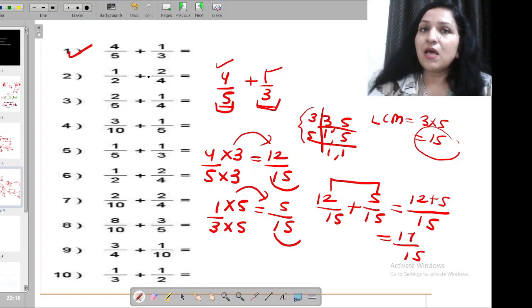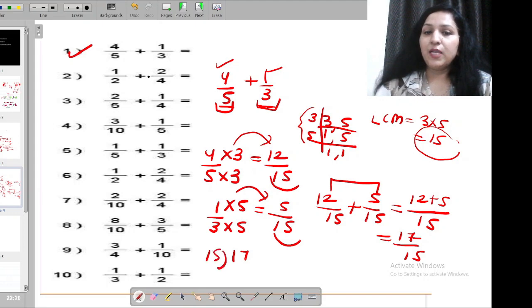One more thing, very important. If your answer is coming as an improper fraction, do not forget to change it to mixed fraction. I have told you already how to change it to mixed fraction. Doing it once again. Divide 17 by 15. 15 into 1 is 15 and 2 is the remainder.